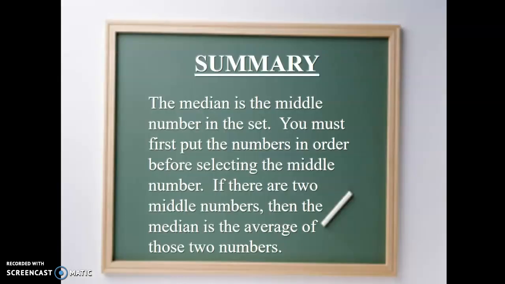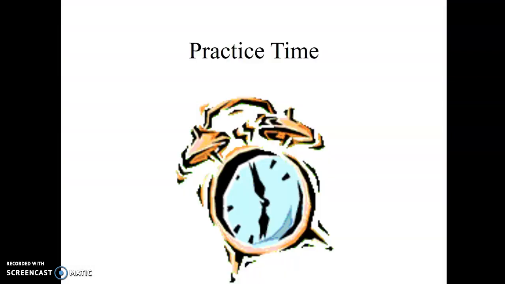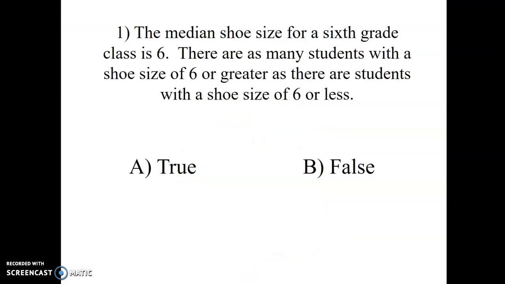So let's summarize here. The median is the middle number in a set. You have to have those numbers in order. That's the biggest mistake I usually see, is not putting those numbers in order before you select the middle number. If there happens to be 2 middle numbers, I need to find the average or the mean of those 2 numbers, and that will be my median. So let's do some practice.